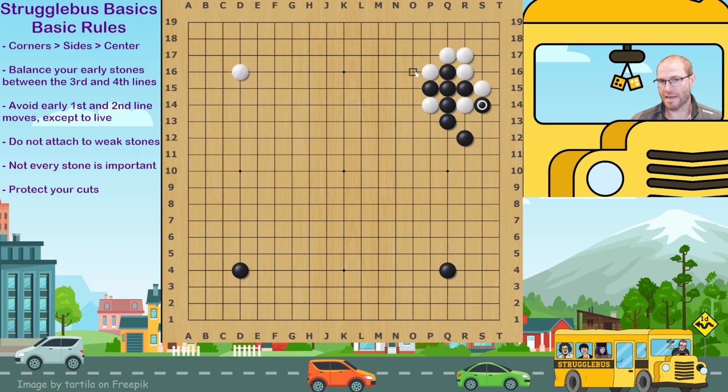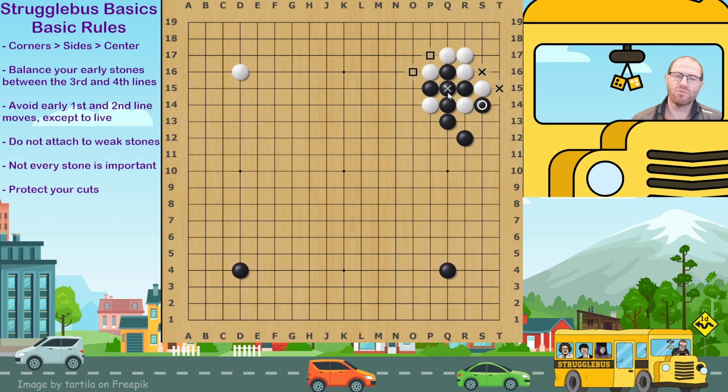So we could look at extending. We could look at connecting here, right? This is our third, this is our fourth line stone. Moves that I wouldn't consider for rule number 3 is a first or second line move over here because it's just a little too early for first or second line moves. So that's what those two rules are telling us to do here.